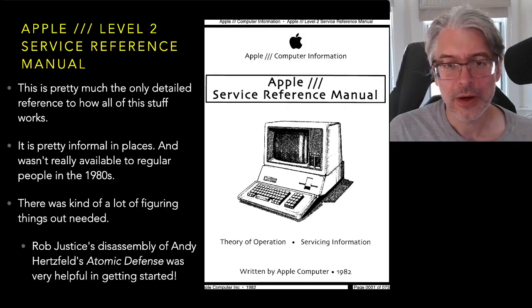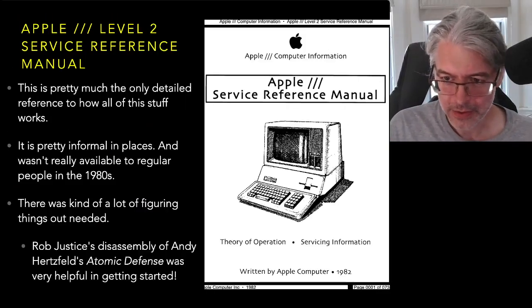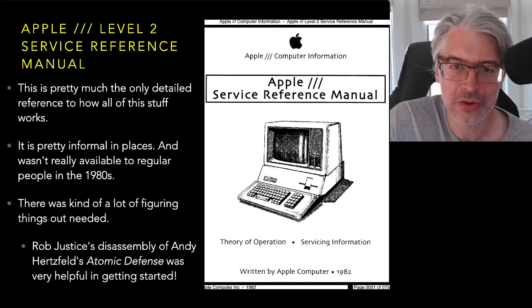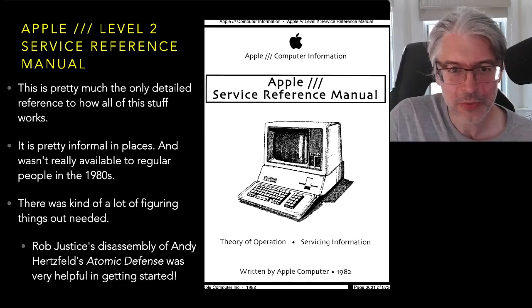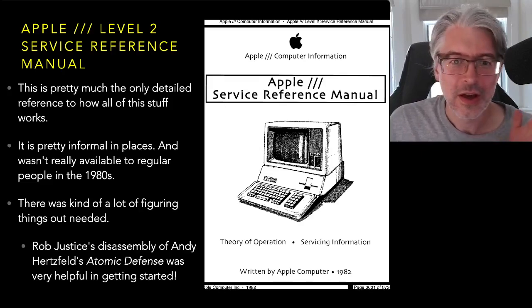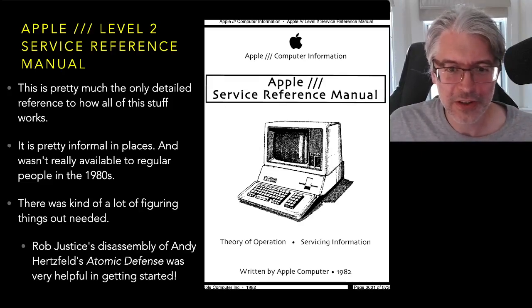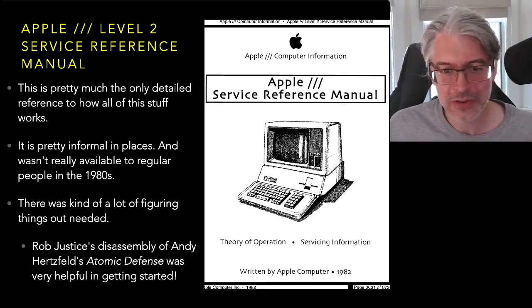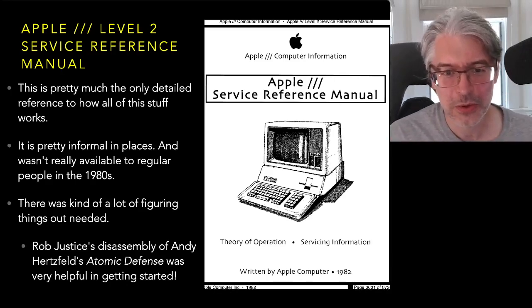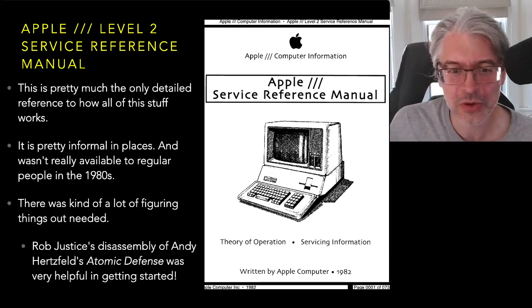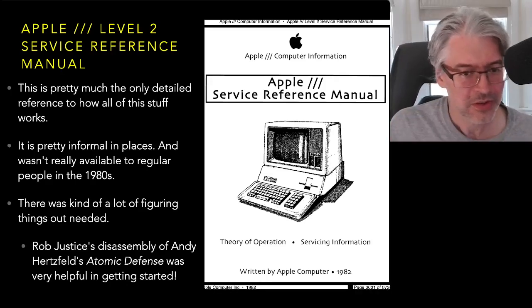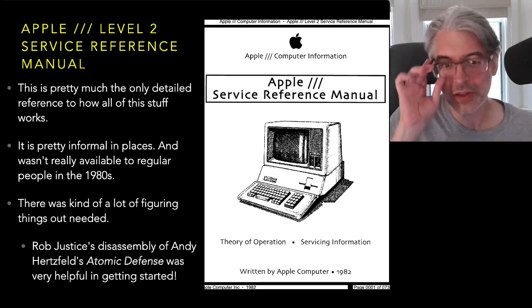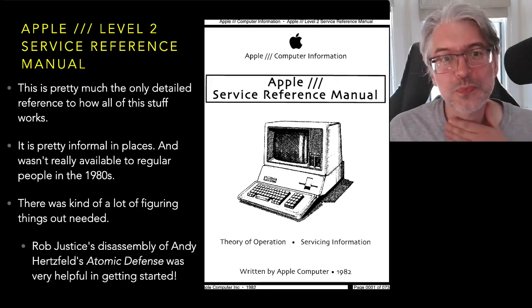Okay. Almost all of the information that I use for this comes out of the Apple III Level 2 Service Reference Manual. It's pretty much the only detailed reference to how all this stuff works. It's pretty informal. I don't think it was even final. It was not available to regular people in the 1980s. It was kind of semi-internal. So that may have something to do with why nothing was written, because there was no way to figure things out. I had to spend a lot of time figuring out how all this stuff worked. And again, Rob Justice's disassembly of Atomic Defense was a huge help in this.